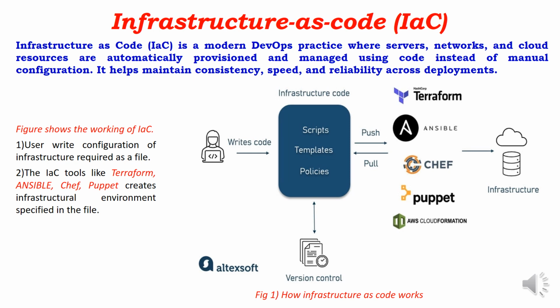Figure shows the working of IaC. User writes configuration of infrastructure required as a file. The IaC tools like Terraform, Ansible, Chef, Puppet create the infrastructure environment specified in the file.